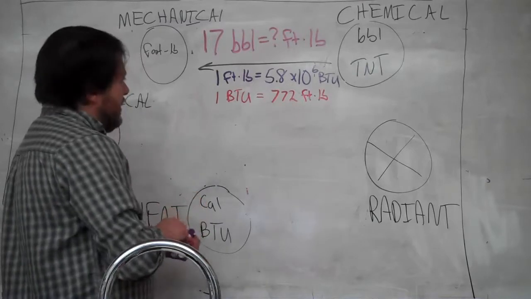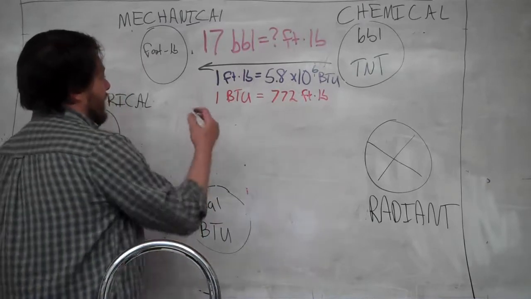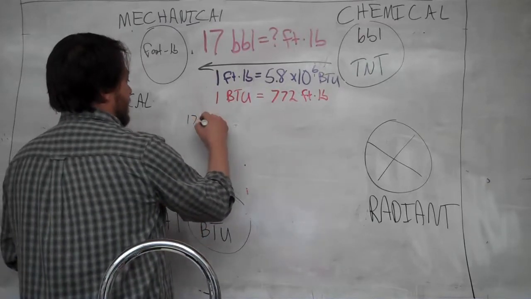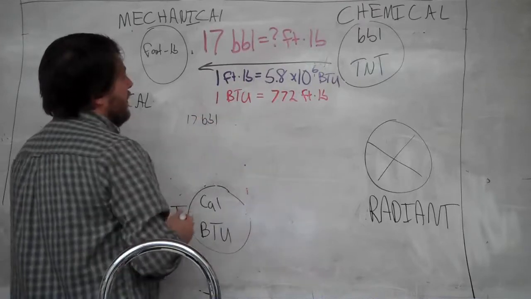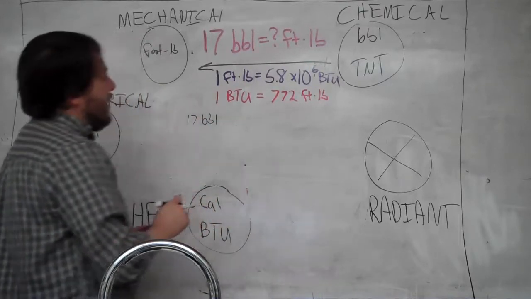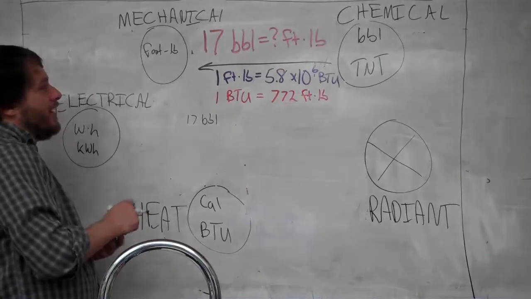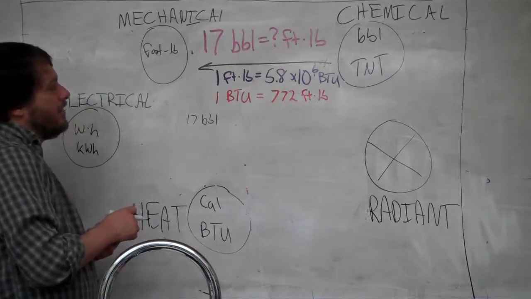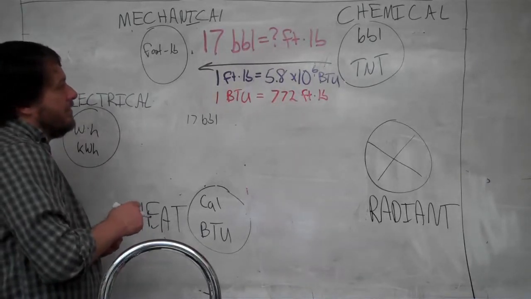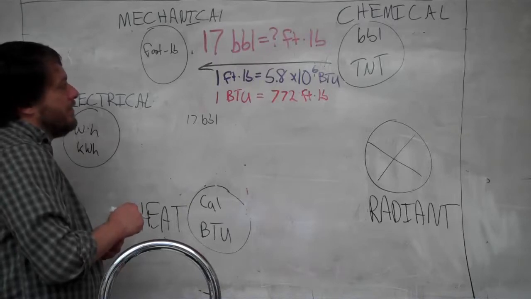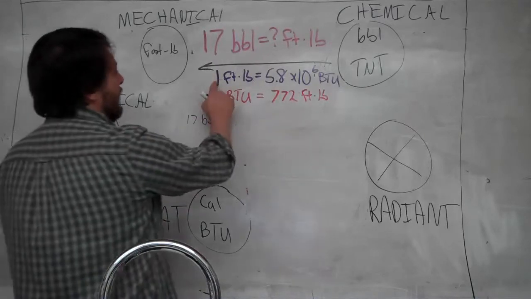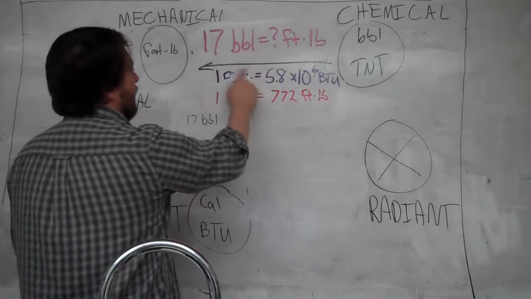So, all right, I've got 17 BBL. Let's see, am I going to multiply or divide? Uh-oh. Hold on, what did I? Oh, I made a mistake. I wrote foot-pounds up here, but I should have written BBL. My bad.